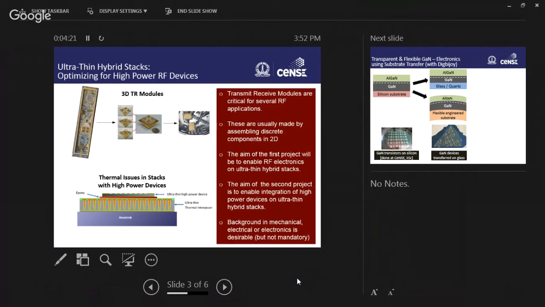In the details, we are looking into transmit receive modules, which are critical for several RF applications. These in general are made by assembling discrete components in 2D. We want to take this 2D discrete setup and convert it into 3D such that we can make them extremely small. The aim will be to enable RF electronics on ultra-thin hybrid stacks, and the aim of the second project will be to enable integration of high powers on ultra-thin hybrid stacks. Background in mechanical, electrical, or electronics engineering is desirable, but not mandatory.